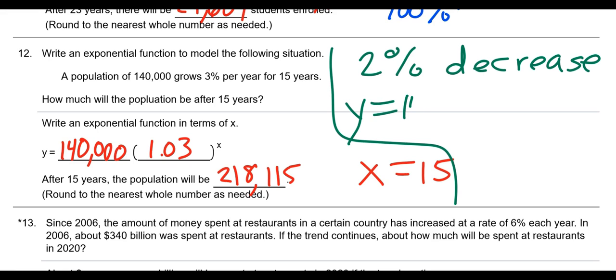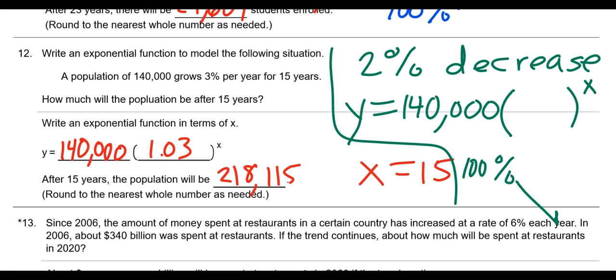So my new equation would be 140,000. What's the growth factor? If you're at 100% and you're going down 2%, 100 take away 2 is what? That's 98%. So what are you going to put in here for the B value? 0.98. Now figure out with 15,000.